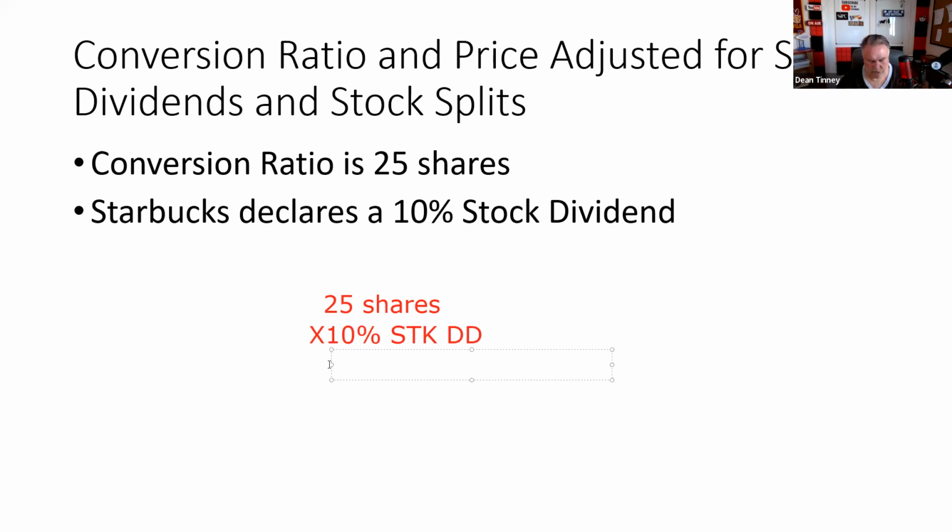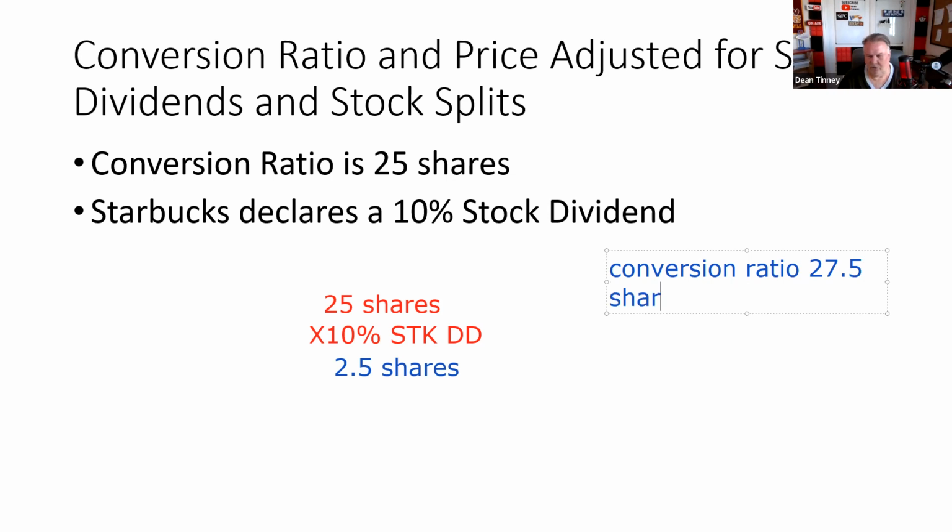Now, on the question you sent me, Erica, they asked what would be the new conversion price. I have my new conversion ratio, which is 27.5 shares. To figure out the price, which is kind of stupid, I think it's a test prep thing because nobody in the real world cares about the conversion price, we would simply take the 1,000 and divide by 27.5, and that would give us a new conversion price.